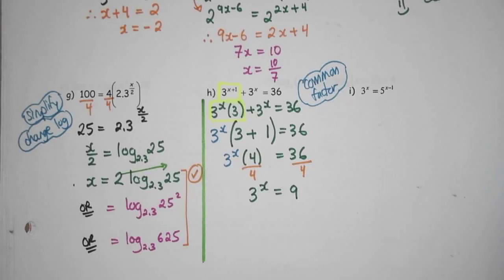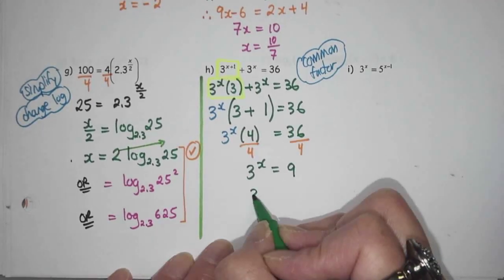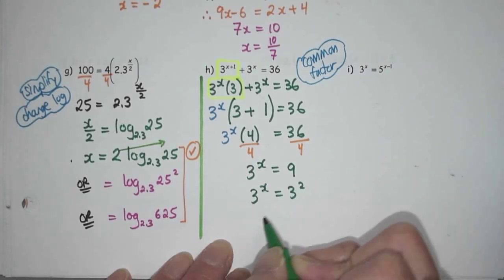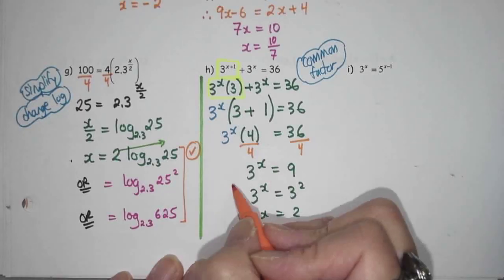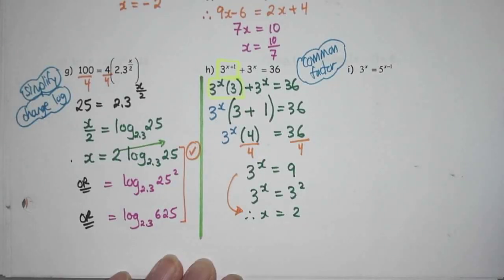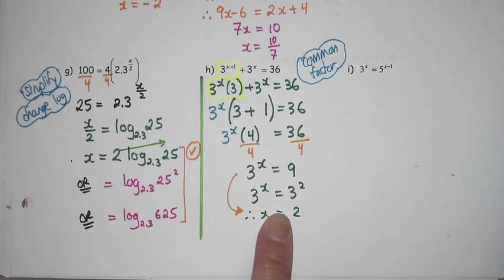I don't need to see you change it to the same base when it's simple. When it's simple like this, you can go 3 squared, and therefore x equals 2. I don't care if you just go straight from here to here. I know that you can do it in your head. When it's simple, like 2s and 3s, you can go, oh, I know what the exponent is. You don't have to show me change to the same base. But that's what you were always doing in the past. You were actually changing it to the same base and then solving.